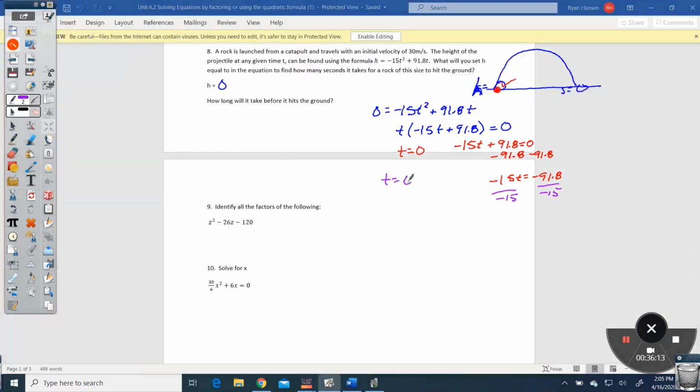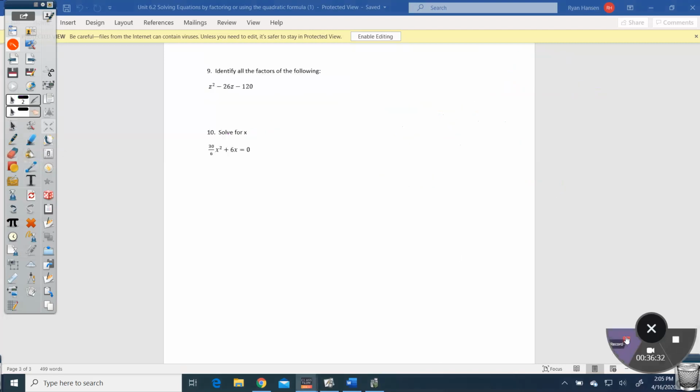So time equals 6.12 seconds. So whatever rock this is, it takes 6 seconds. So, you know, that's up in the air for a while. They can watch it in slow motion, be like, here it comes, hide. Anyways, yeah. Sorry, there's nobody here. I have to talk to myself.